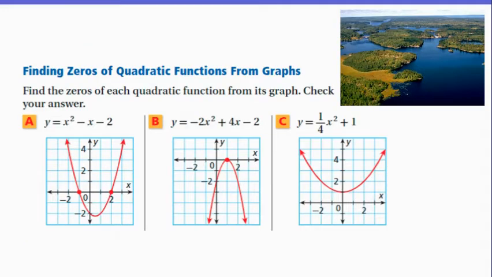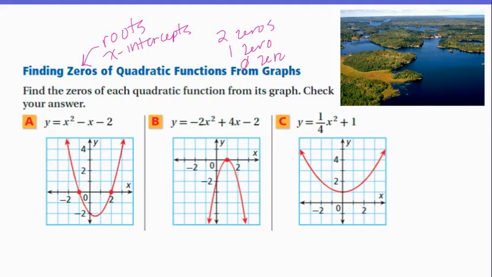So the first thing I want you to be able to do is find the zeros. And the zeros, if you remember when we took notes recently, have other names, roots and x-intercepts. When I'm looking here, I can see that this one has 2. We also talked about this, I think. There could be 2 zeros, 1 zero, or 0 zeros.